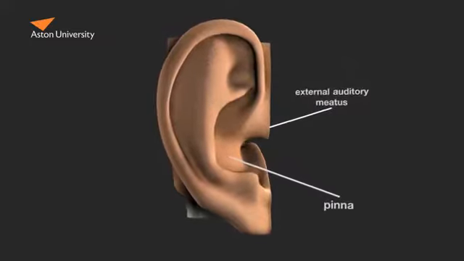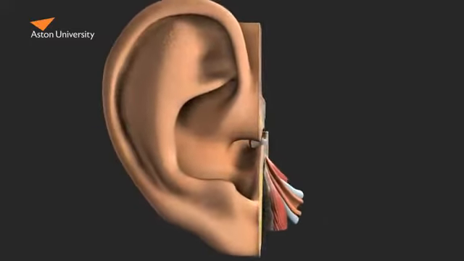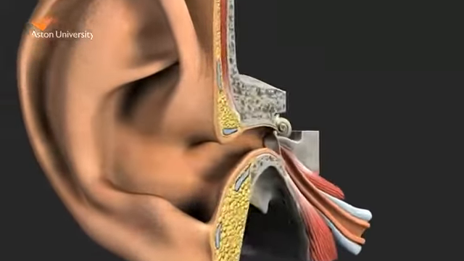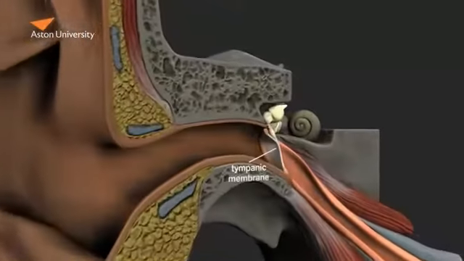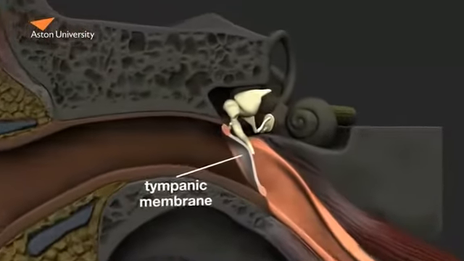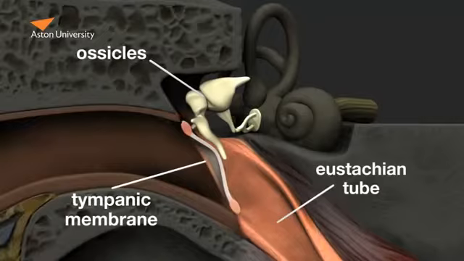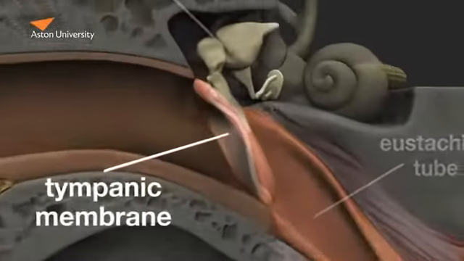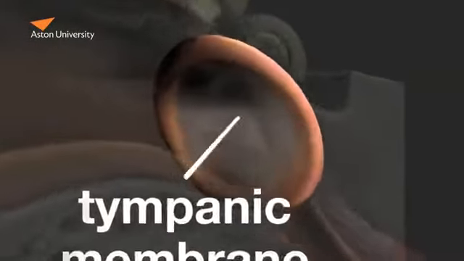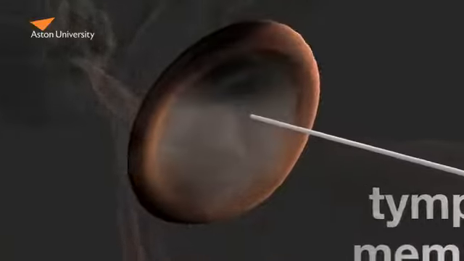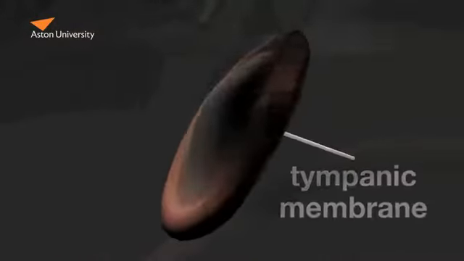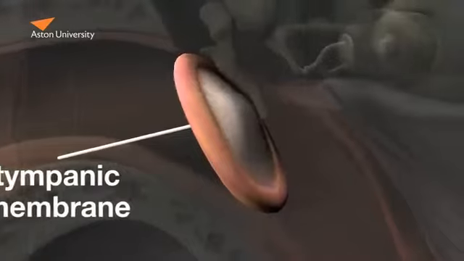The middle ear is an air-filled cavity located in the temporal area of the skull. It consists of the eardrum, the tympanic membrane, the ossicles, and the eustachian tube. The tympanic membrane is concave with an area of between 60 and 90 millimeters and an average thickness of just 0.07 of a millimeter, and it has a very rich blood supply.